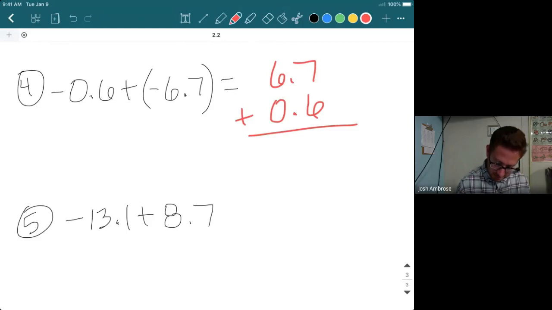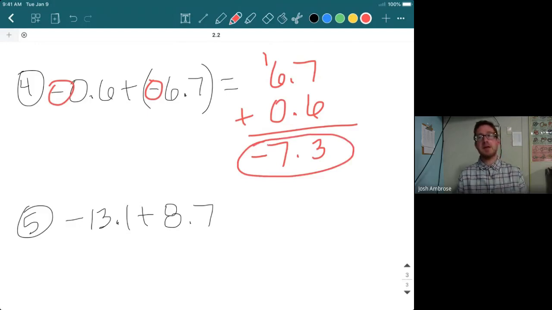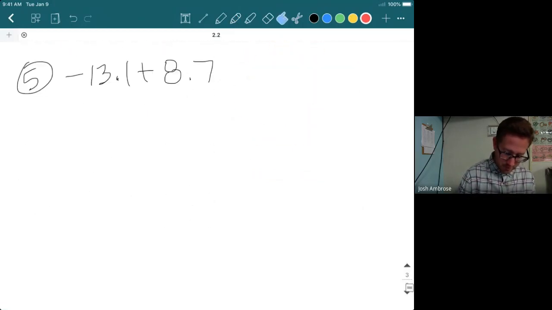7 plus 6 giving us 13. Don't forget, bring down that decimal, carry the 1, and that's going to give us a 7.3. But we're not quite done yet because both of these numbers were negative. Therefore, your answer is negative. Okay, remember that. A negative plus another negative equals a bigger negative. All right. And I believe we're coming up to our last example problem.